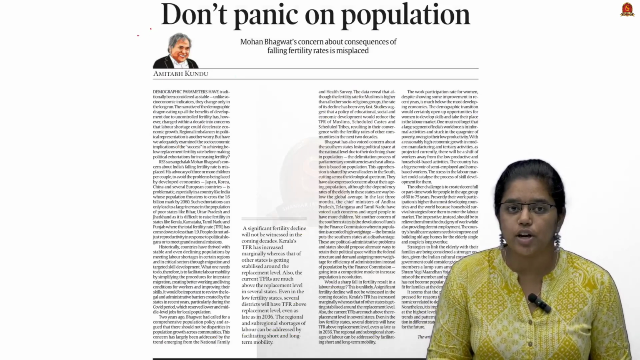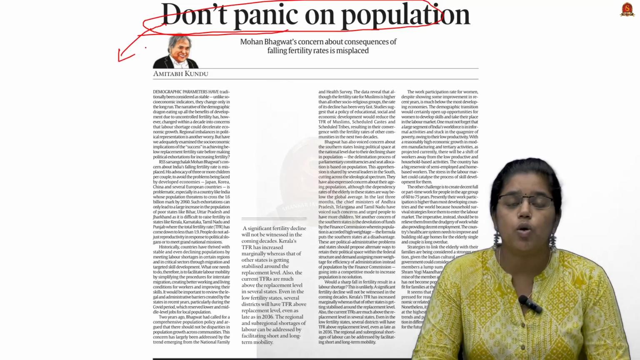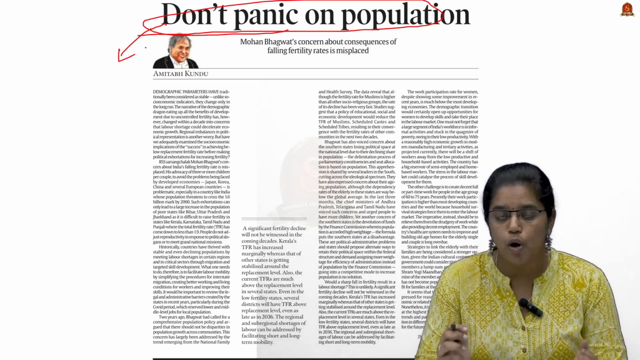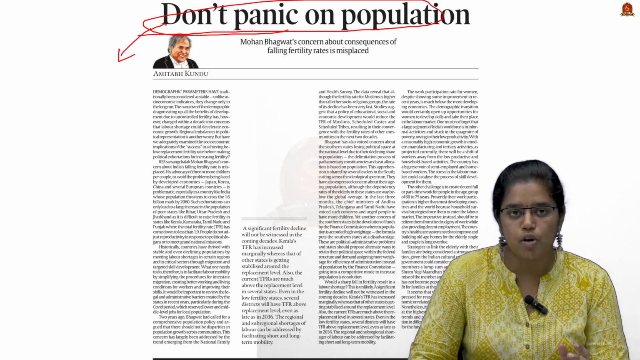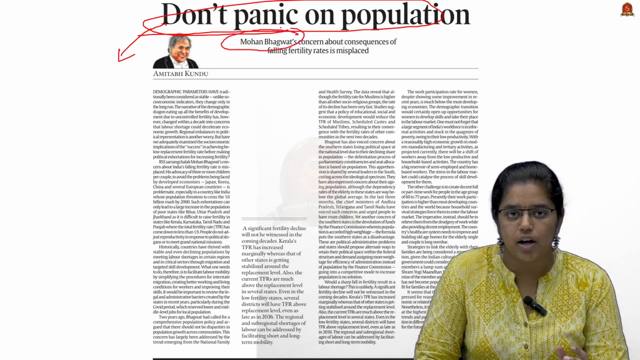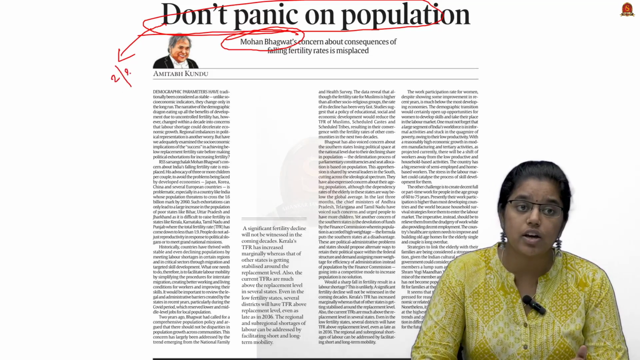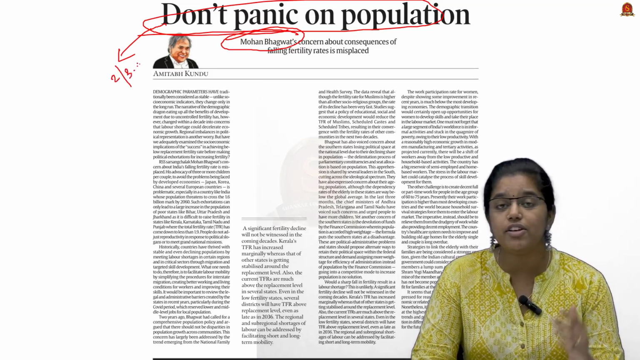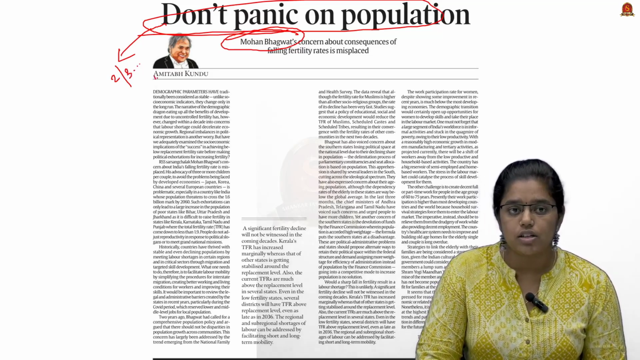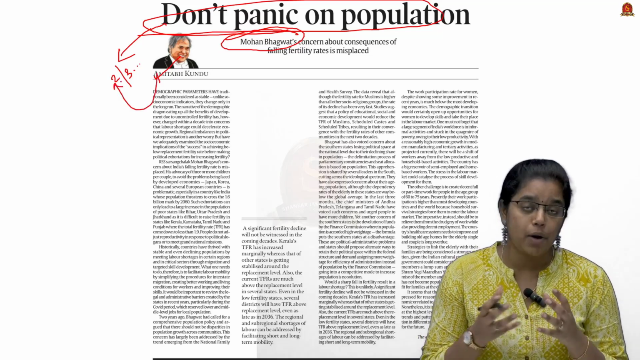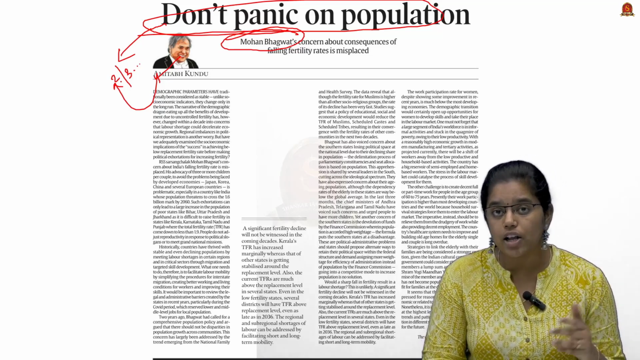So this editorial, "Don't panic on the population." This is what we are going to discuss. We know that India is the most populous nation in the world, and the article mainly discusses the idea of Mohan Bhagwat. He says that Indian families need to consider having 2 or 3 or even more children to deal with the falling fertility rate in the current situation. But the author is criticizing this as problematic, and says we have to deal with the falling fertility rates in a better way.